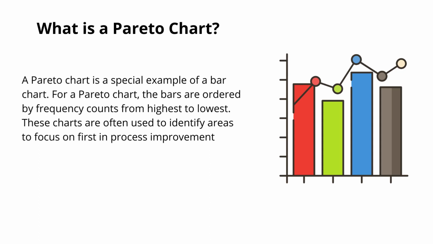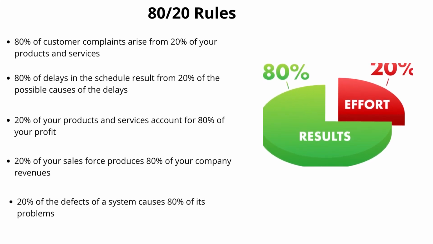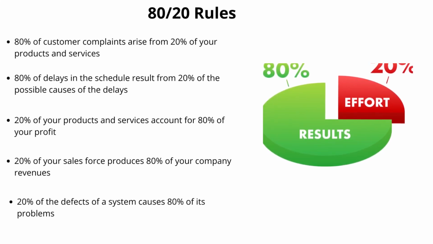80% of the customer complaints arise from 20% of your products and services. 80% of delays in the schedule result from 20% of the possible causes of the delays. 20% of your products and services account for 80% of your profit. 20% of your sales force produce 80% of your company revenue. 20% of the defects of the system cause 80% of its problems.